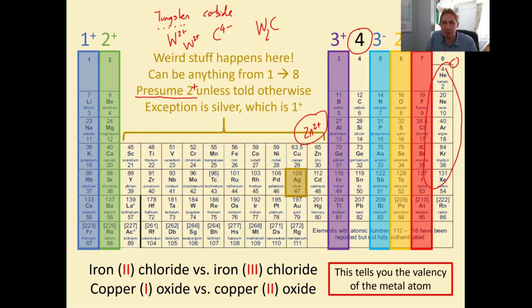The exception, you do need to know this off by heart: silver forms the 1+ ion, Ag+. Many students don't bother to learn that, they come unstuck.